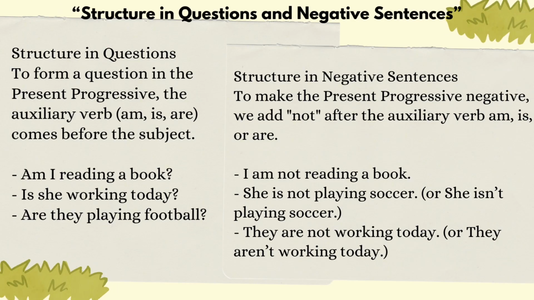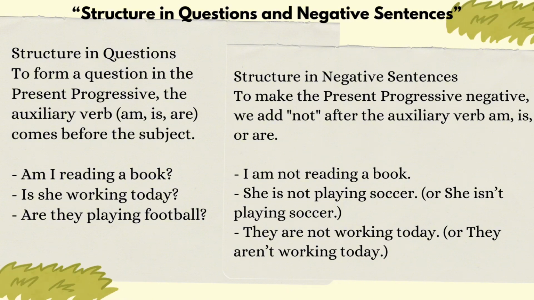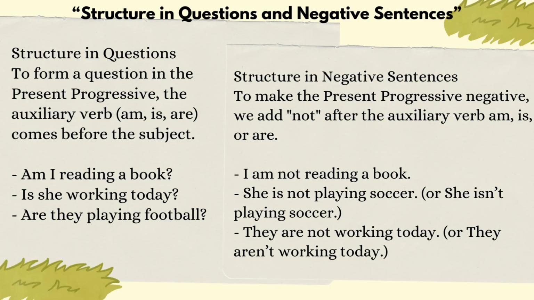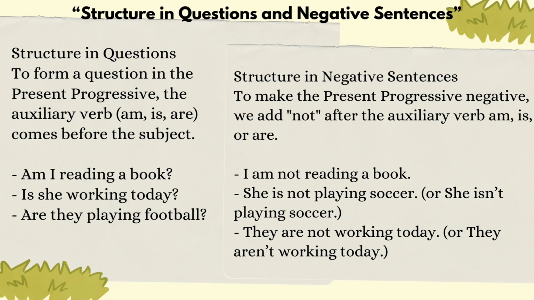And structure in negative sentence. To make the present progressive negative, we add not after the auxiliary verb am, is, or are. For example, I'm not reading a book, she is not playing soccer, they are not working today.